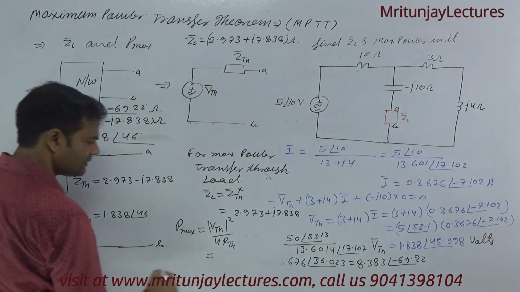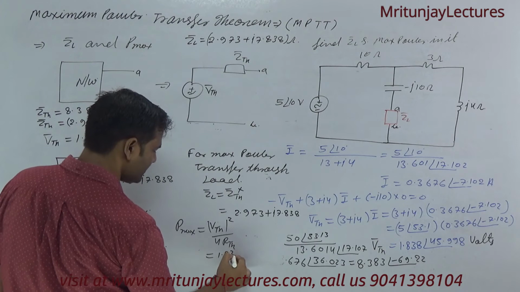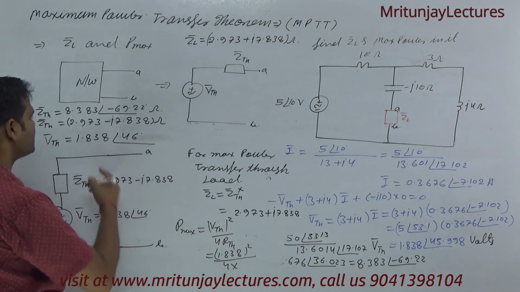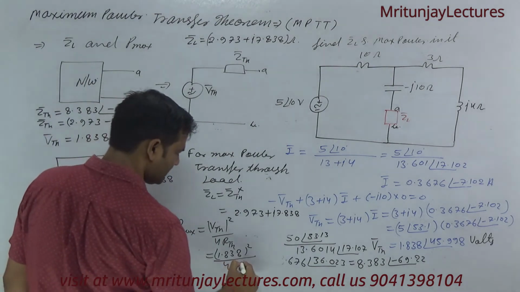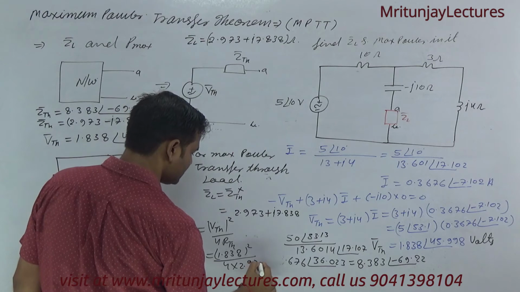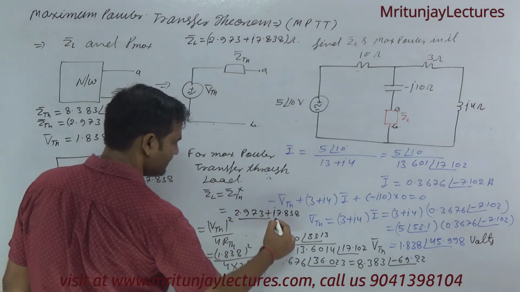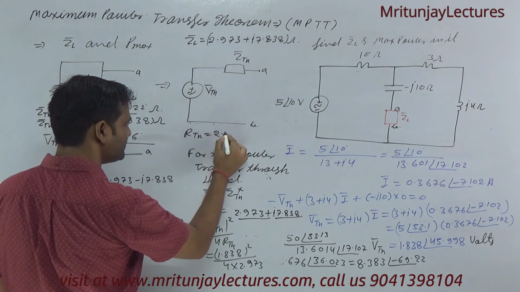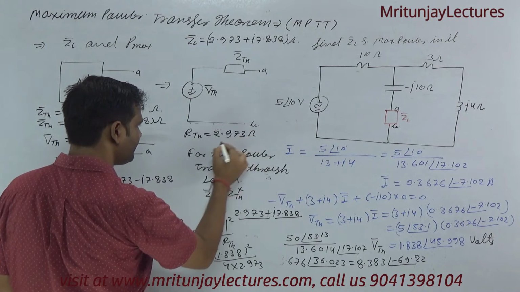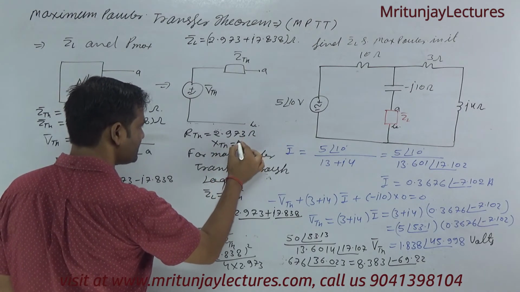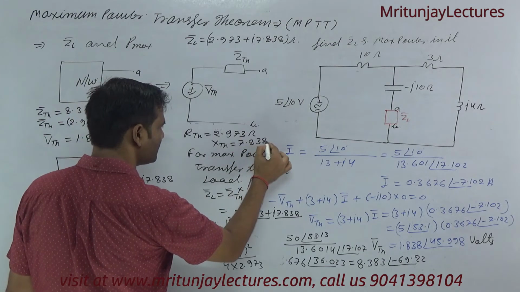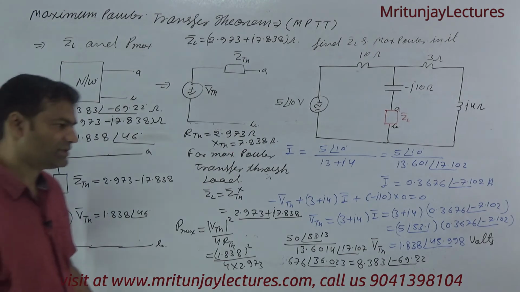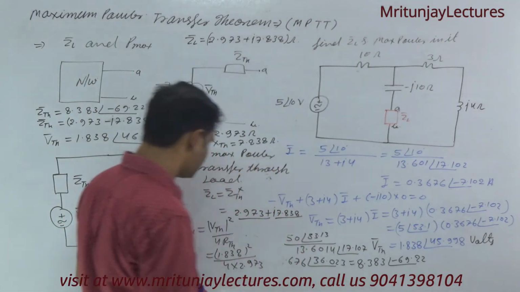So 1.838 to the whole square divided by 4 into RTH. RTH is 2.973. This one is RTH and this one is XTH. RTH is 2.973 ohm, and XTH is 7.838 ohm. Clear or not? If you face a problem regarding this, then tell me, sir, I face the problem at that point or that line.